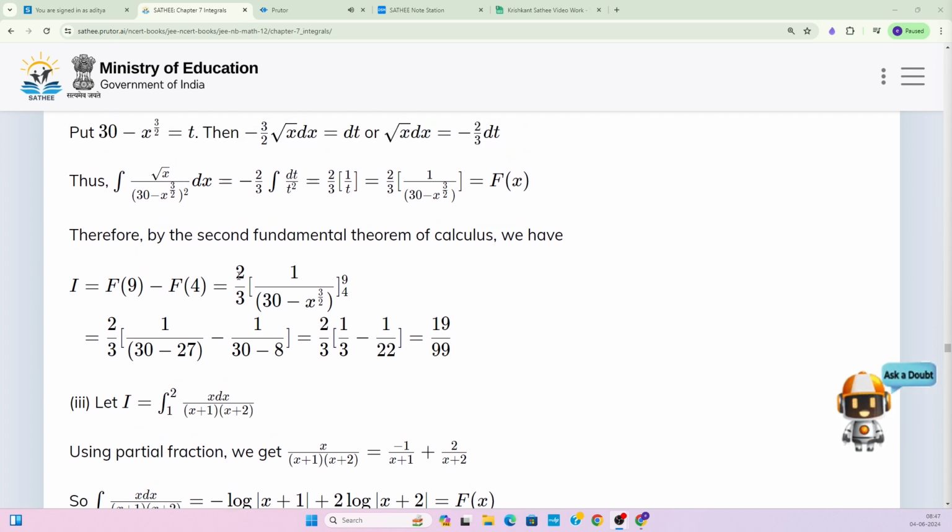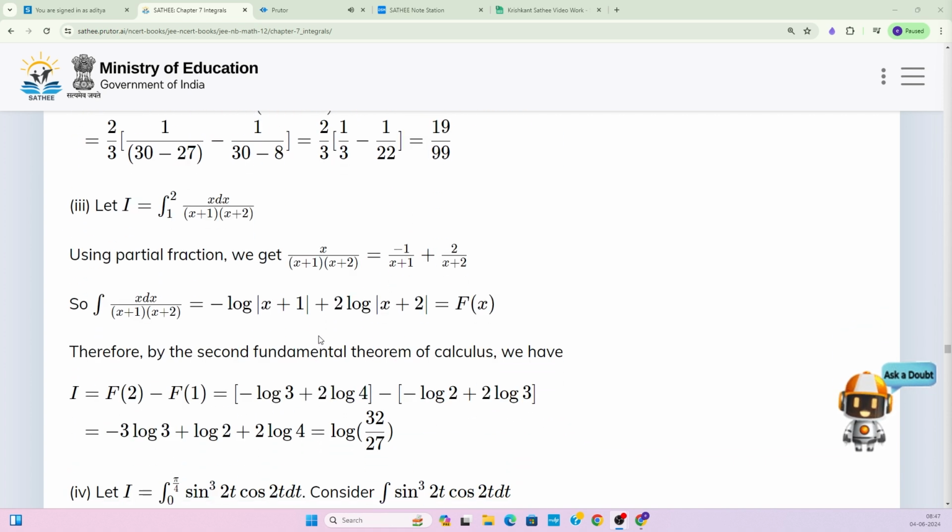So you can take 2 by 3 common, so 1 by 3 into 27 minus 1 by 3 into 8. You can have 1 by 3 minus 1 by 2. So this will give you 19 by 9. Okay, clear.